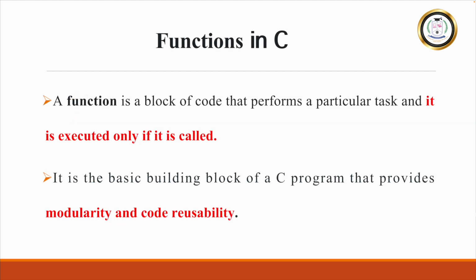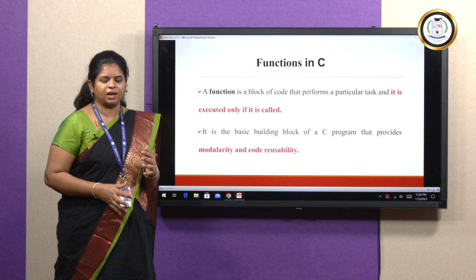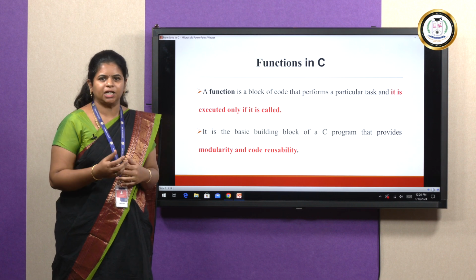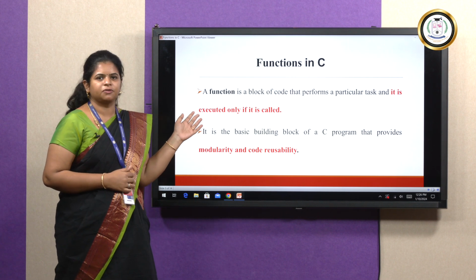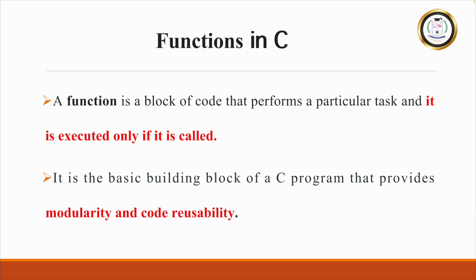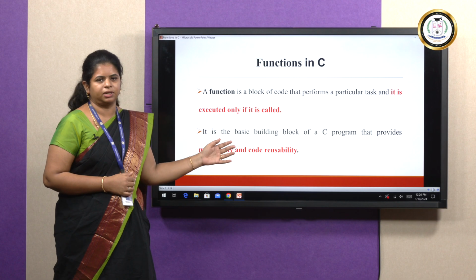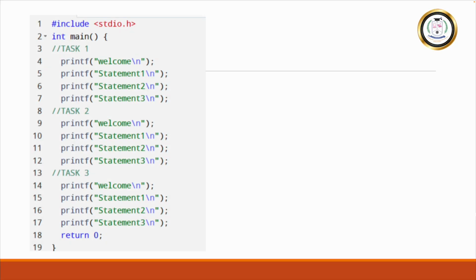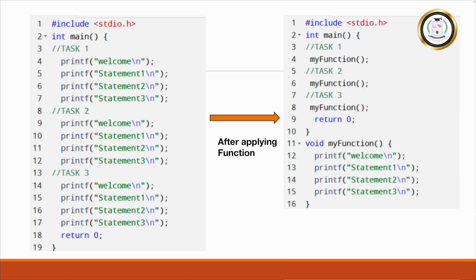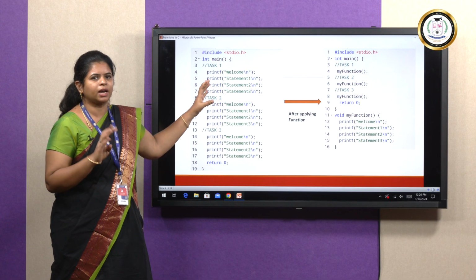So the first one is the definition of the function. What is a function? A function is nothing but a block of code, a set of lines where you can perform a particular task. The main aim of a function is to achieve modularity and code reusability. Take for example, in this code, I want to execute 3 tasks. At the end of each task, I want to execute 4 lines of code.